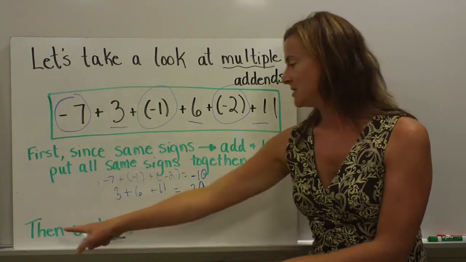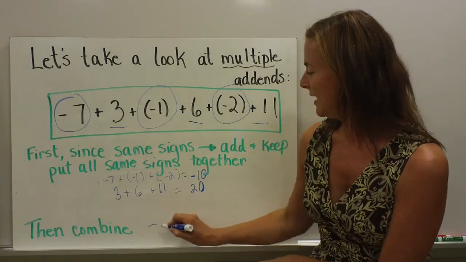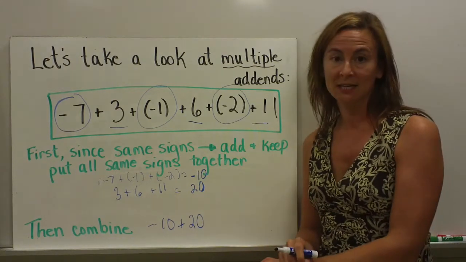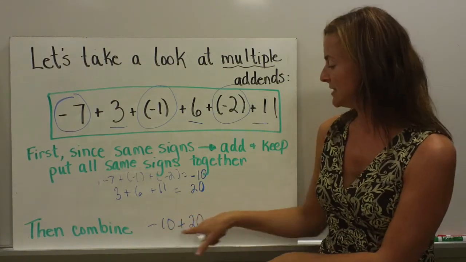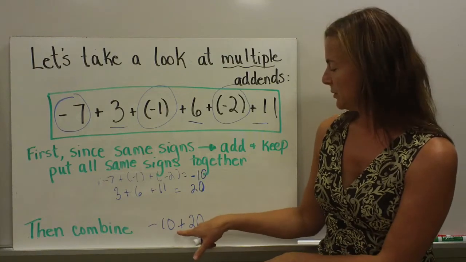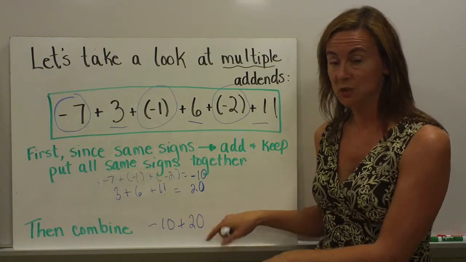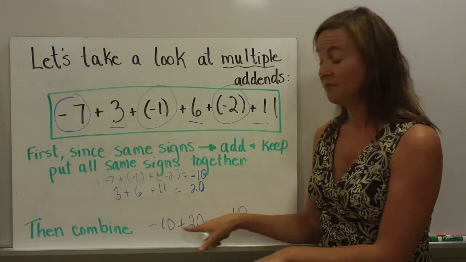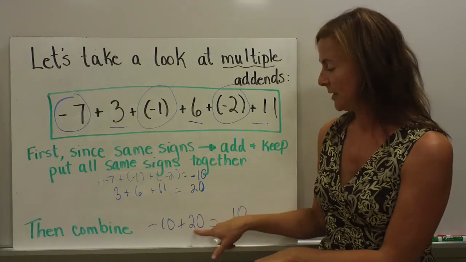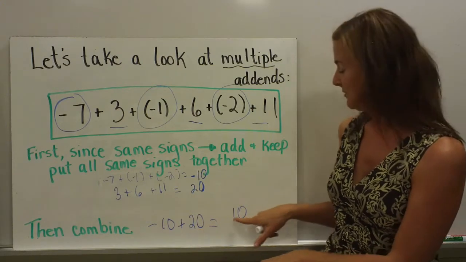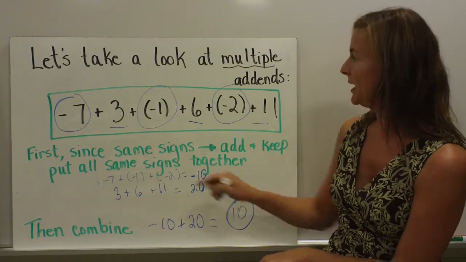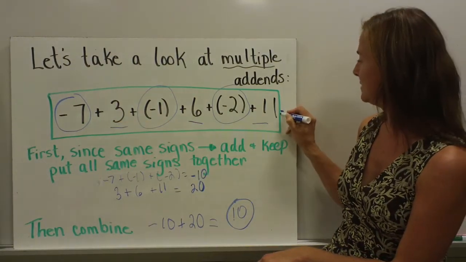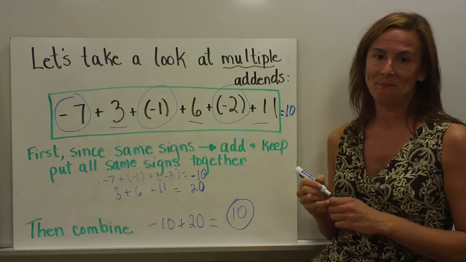My last step is to combine. So I have a -10 and a +20. We talked about when you have different signs, find the difference. So the difference between 10 and 20 is 10. Then I have to decide which is farther away from 0, -10 or 20. 20 is, it's positive, so my answer is going to be positive. So this big, long addition problem equals a +10.